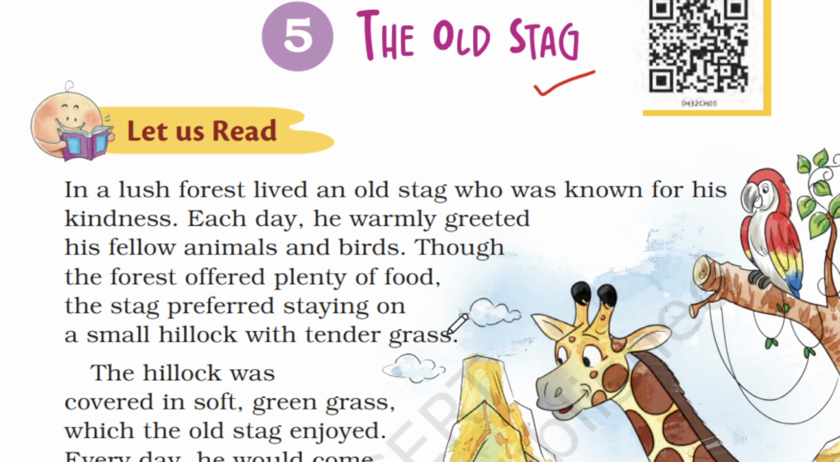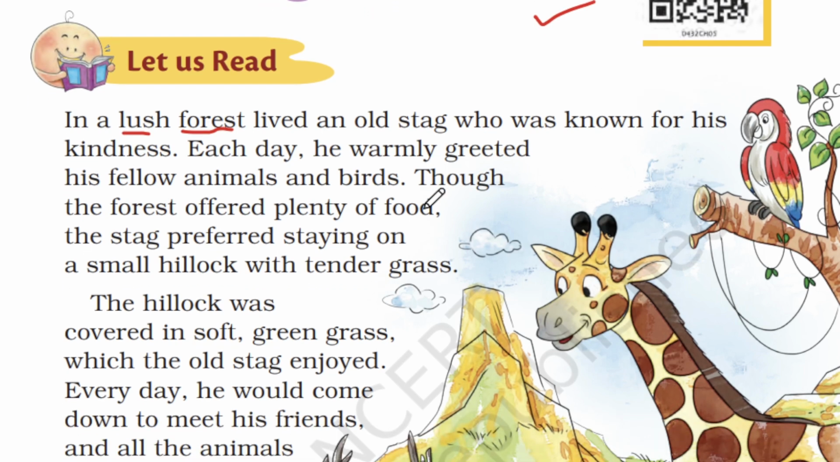Okay, so now we will go into this lesson. In a lush forest lived an old stag who was known for his kindness. So, what is the meaning of lush forest? Lush forest means a thick, dense forest where we can see many animals, a lot of trees, colorful birds, mountains, everything will be there. Okay, so there lived an old stag. Old stag means a male deer.